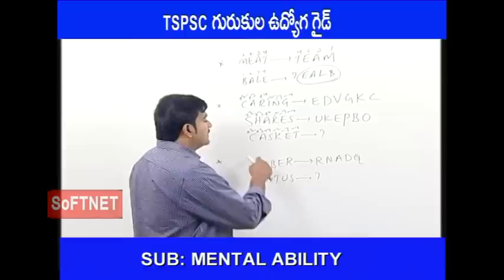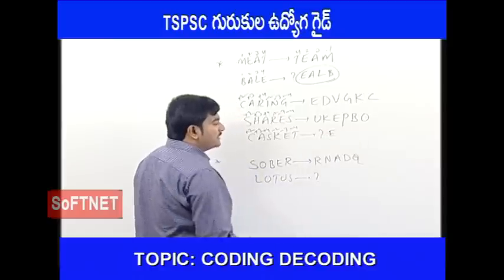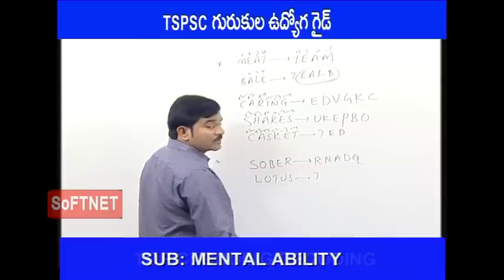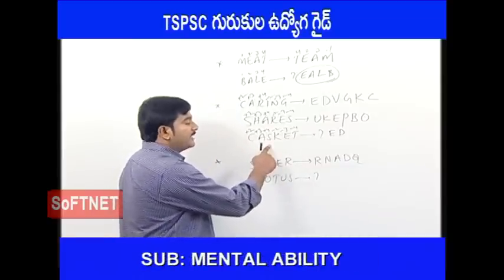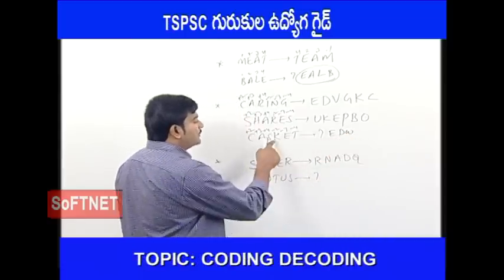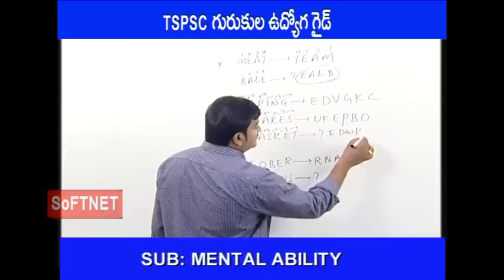Now what will we get? C means 3, 3 + 2 means 5, 5th letter is E, A means 1, 1 + 3 means 4, 4th one is D. Similarly S means 19, 19 + 4 means 23, 23rd letter is W. K means 11, 11 - 2 means 9, 9th one is K.